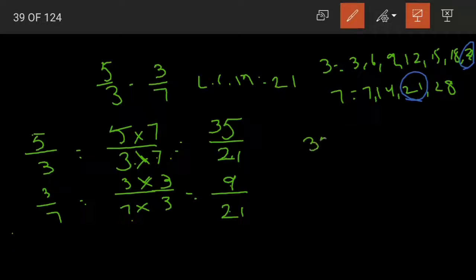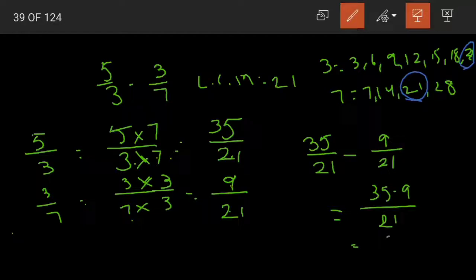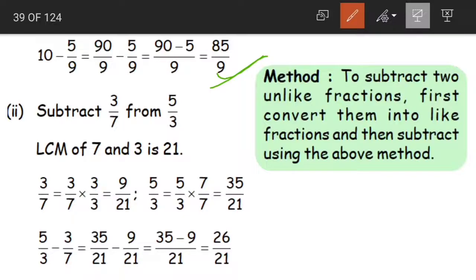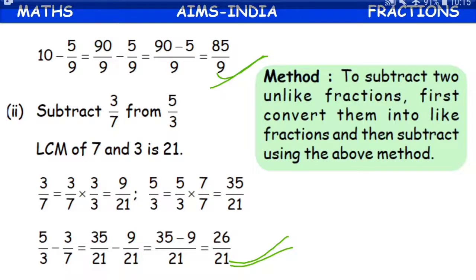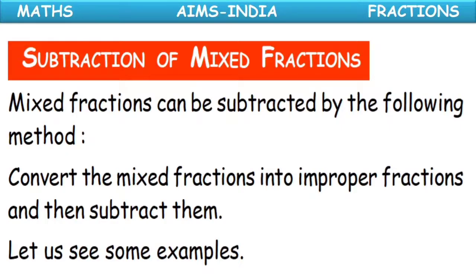Now the next step is subtracting. 35 by 21 minus 9 by 21. Subtract the numerators, that is 35 minus 9. It is nothing but 26, right? 26 divided by 21 is our resultant. What is here is the difference of the given fractions. What is it, children? 26 by 21. Yes, understood? The subtraction of both like fractions and unlike fractions.